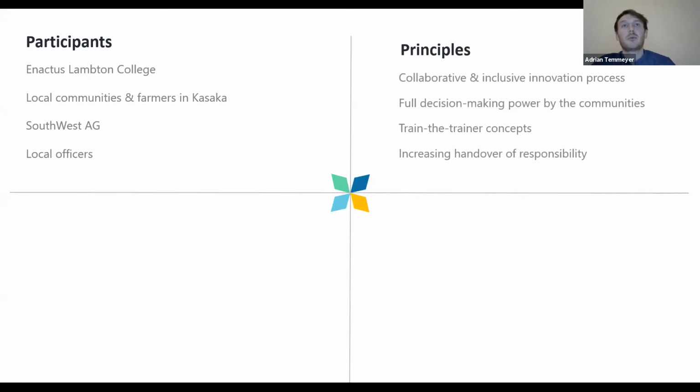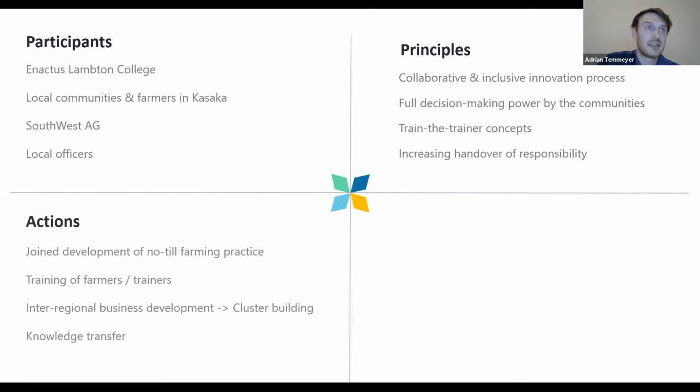And the principles in this project were pretty much following the frugal innovation approach of having a collaborative and inclusive innovation process, full decision-making power by the communities, applying train-the-trainer concepts, and increasingly handing over responsibility within the innovation process. So what was done? Together with the local communities, they developed the no-till farming practice, which highly increased the yield of the farmers. And farmers were trained on this method and also were trained to be trainers themselves. And finally, based on this new agricultural method, interregional businesses were developed and clusters were built around maize and groundnut businesses. Finally, there was a huge knowledge transfer due to an agricultural curriculum which was taught at schools.